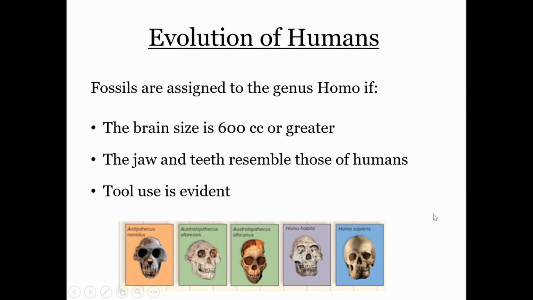So if we look down the line here, we see Homo sapiens, which would be us, and if we look at the skull, it looks like a modern day human skull. But it also includes Homo habilis, which, while looking a little bit differently, you can see some of the similarities. The jaw looks similar, the eye sockets look kind of similar, and while the brain case is a little bit smaller, it still meets the criteria of 600 cc's or more.